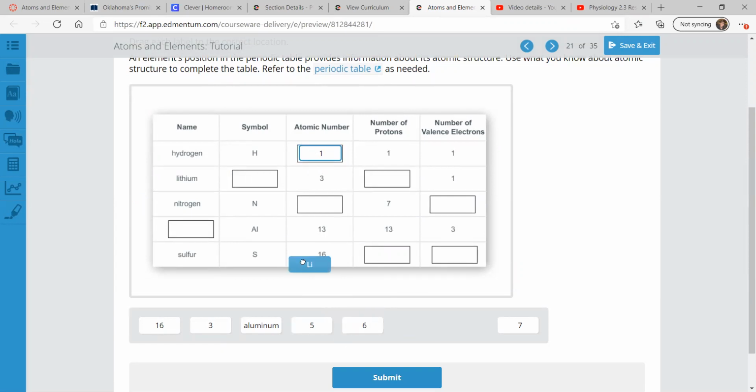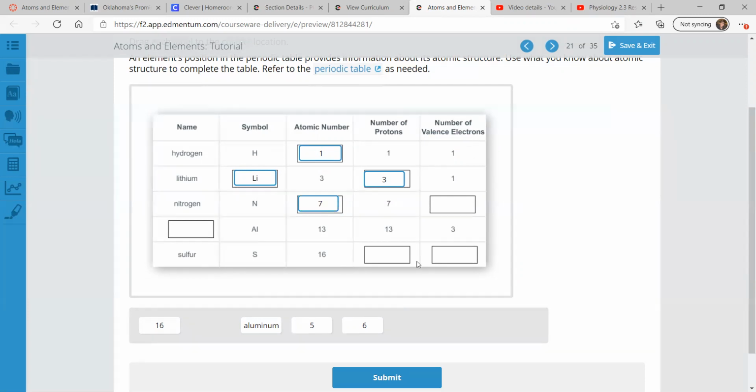Lithium, we know the symbol is Li, capital Li. Atomic number of 3 means the number of protons is equal to 3. Nitrogen, the atomic number equals the number of protons, so that's 7.